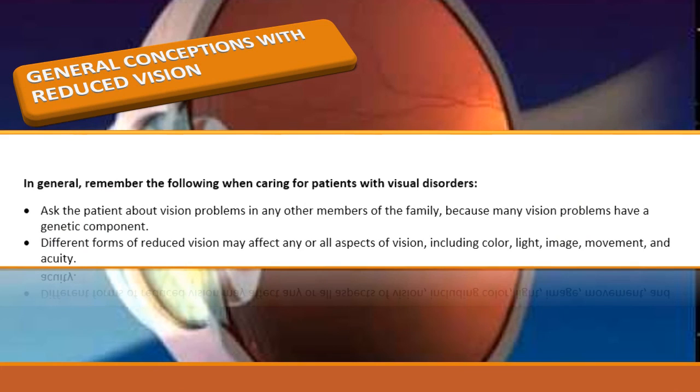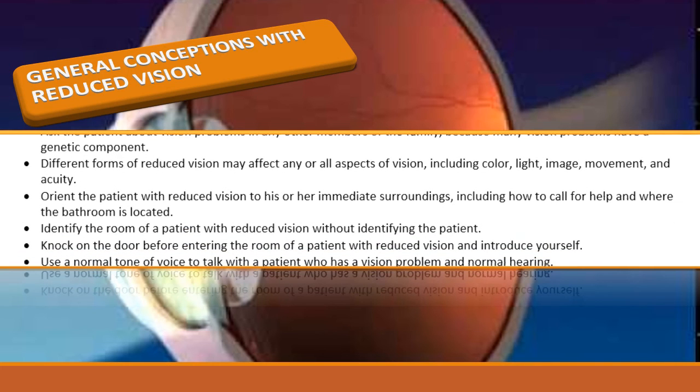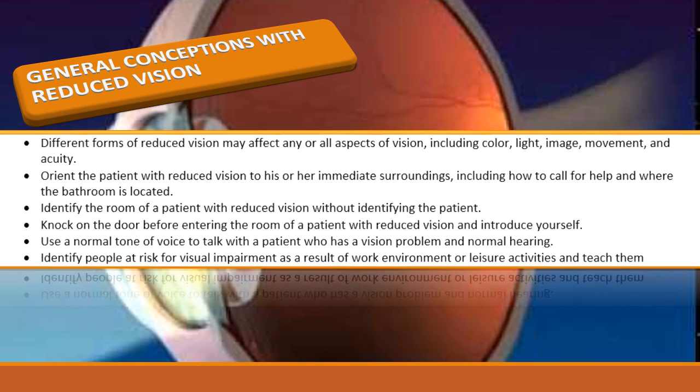Let us now summarize some general concepts that we need to remember when caring for patients with reduced vision. You want to ask the patient about vision problems in any other family members because many vision problems may have a genetic component. Different forms of reduced vision may affect any or all aspects of vision, including color, light, image, movement, and acuity. You want to orient the patient with reduced vision to his or her surroundings in the hospital. You want to include how to call for help and where the bathroom is located.